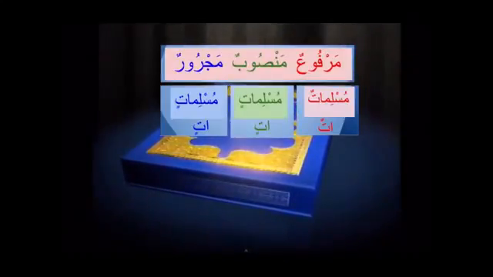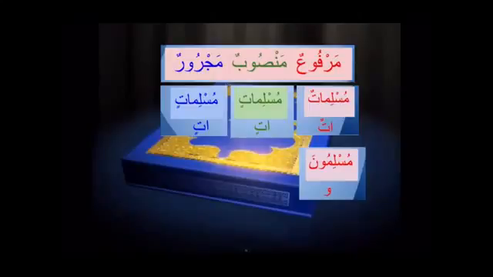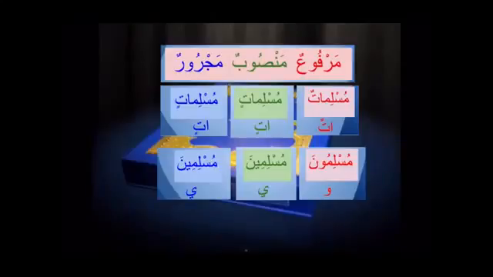For the jama mudhakkar salim, it is waw and noon. Una is a combination which tells us that the noun is marfu'. Muslimuna is jama mudhakkar salim, so waw represents the sign of marfu'. And there's a difference here: muslimina is the noun which is mansoob, and ya is the sign of mansoob, and it is jama mudhakkar salim. And muslimina again, jama mudhakkar salim, ya is also the sign of majroor.